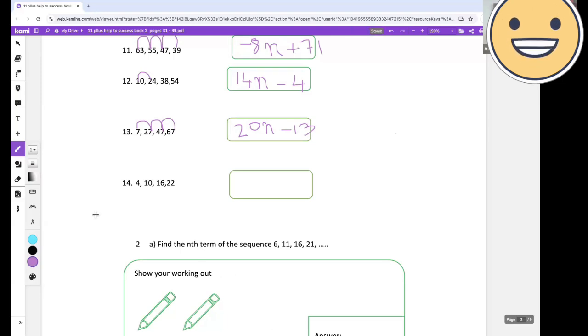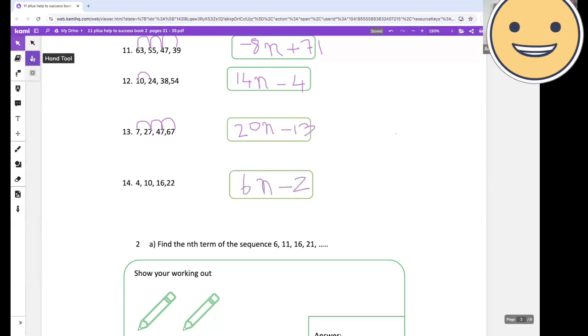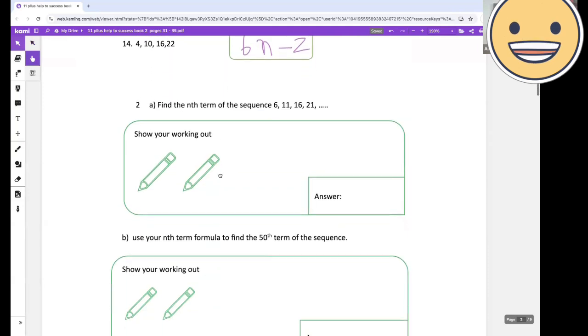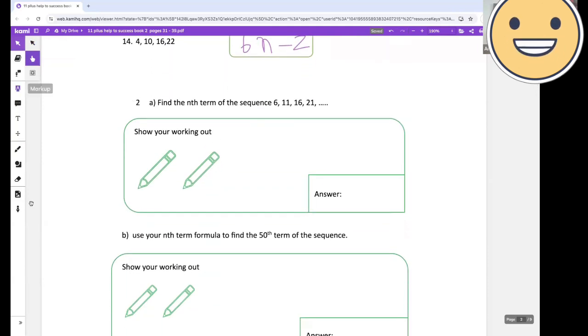Come on. The last one is the 14 one. So 4 to 10, 10 to 16, 16 to 21. Joshua, do you want to give the last one of the section? 14? Is it 6n minus 2? Yes, it is. Good. 6n minus 2. We have done this one. So we'll move on to the next one, the second part of this.